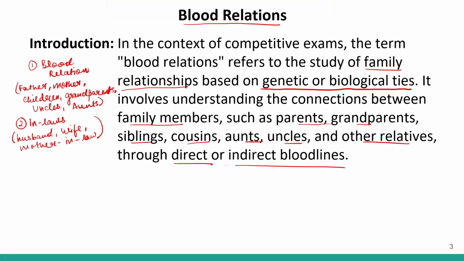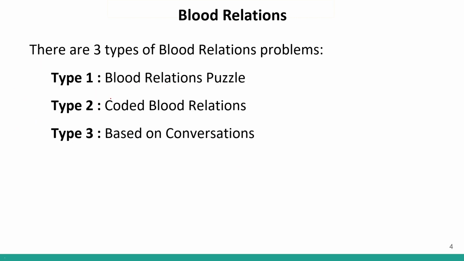Direct and indirect bloodlines again mean, if you are dealing with an extended family, okay? So, let's say the daughter of your aunt. This is your indirect bloodline, extended family, but it is a blood relation. So, whenever we talk about blood relations, we talk about both types of blood relations, that is your actual blood relation, the family that you're born in, as well as your in-law relationship, the family that you're married into. Okay, so we talk about both of these relationships. Now, in your blood relationships, you can get three types of questions, three types of problems.